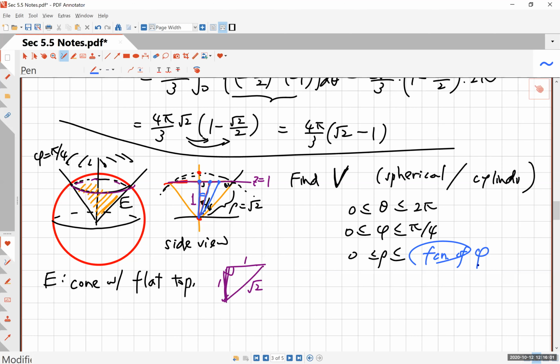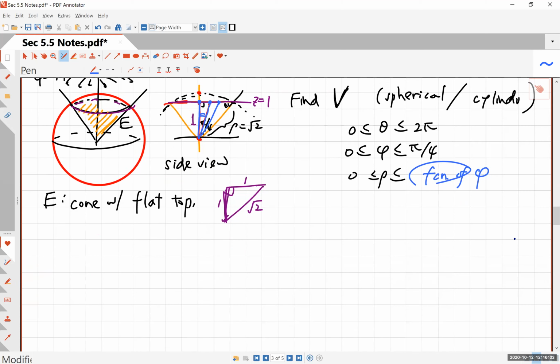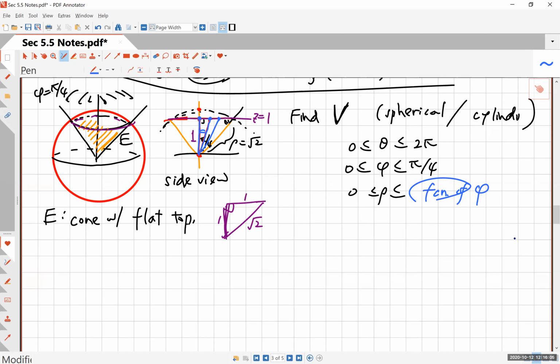So when you think you have established a triple integral that expresses the volume of this E, the cone, okay? Come back to that, and that will be our last part of this section, or the video for this section.